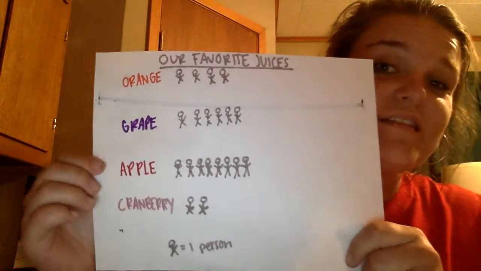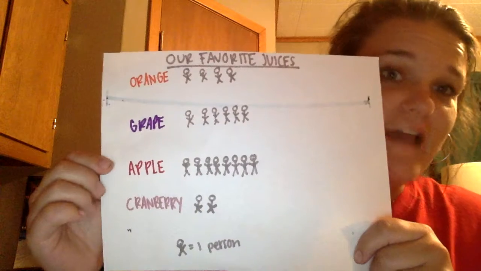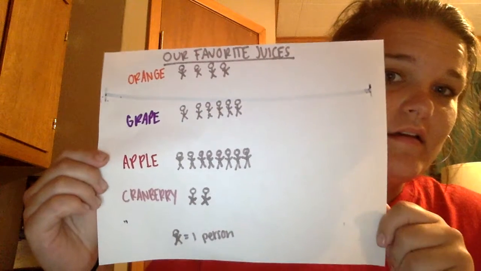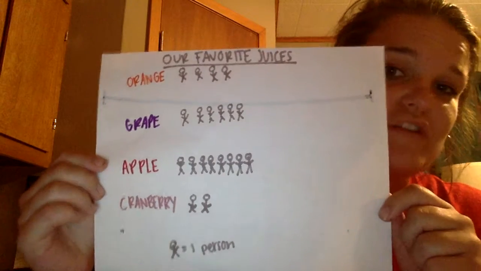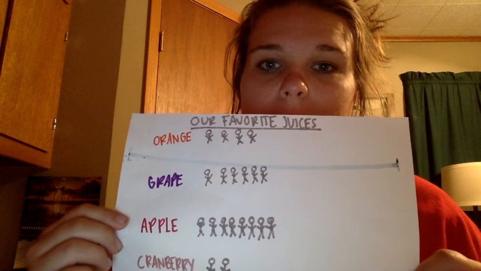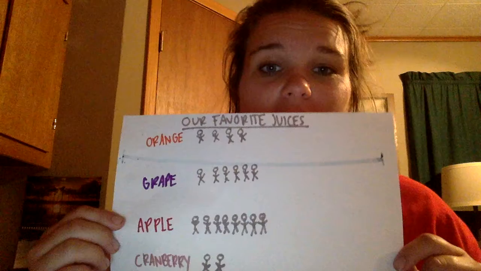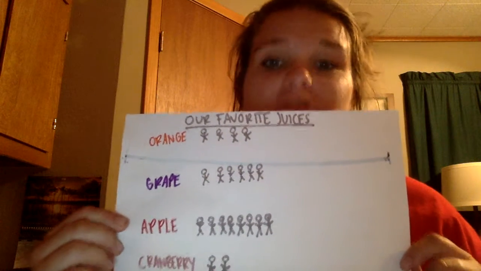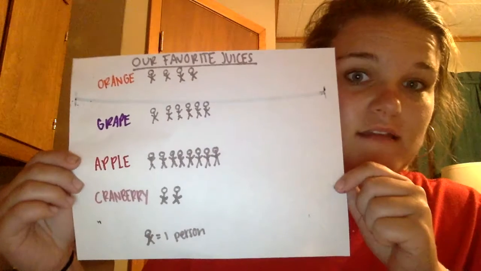Yes, this graph does look different again. How is it different? That's a good observation. There are pictures instead of bars. Is it a bar graph? And no, because there are no bars. That is correct. What type of graph is it?